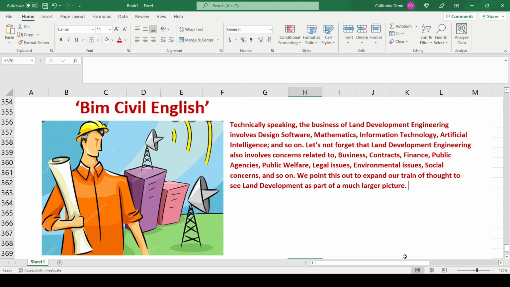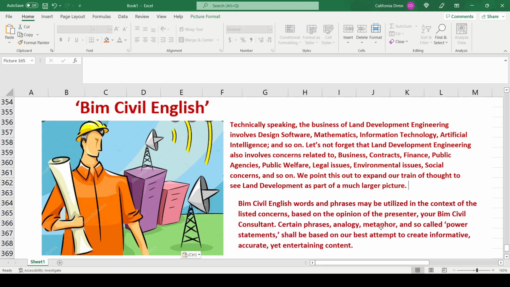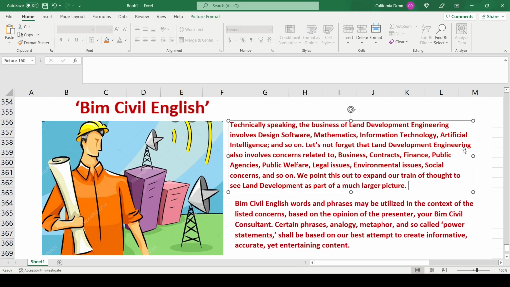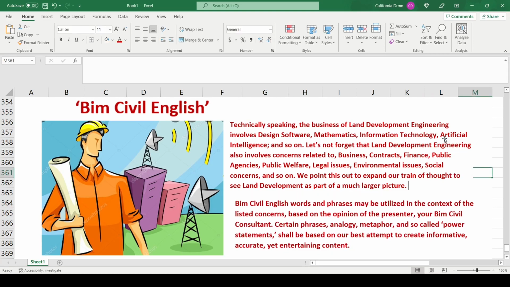Let's not forget that land development engineering also involves concerns related to business, contracts, finance, public agencies, public welfare, legal issues, environmental issues, social concerns, and so on. We point this out to expand our train of thought to see land development as part of a much larger picture. BIM Civil English words and phrases may be utilized in the context of the listed concerns, based on the opinion of the presenter, your BIM Civil consultant.